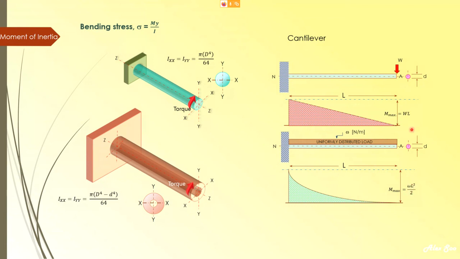This is the standard formula. That is different: this is WL, and this is omega L squared over 2. This W is in Newton. This omega, the uniformly distributed load, is in Newton per meter. Remember, these are standard cases. When you are designing a shaft, you have standard cases like these, so you can straight away use this formula to find the maximum bending moment.